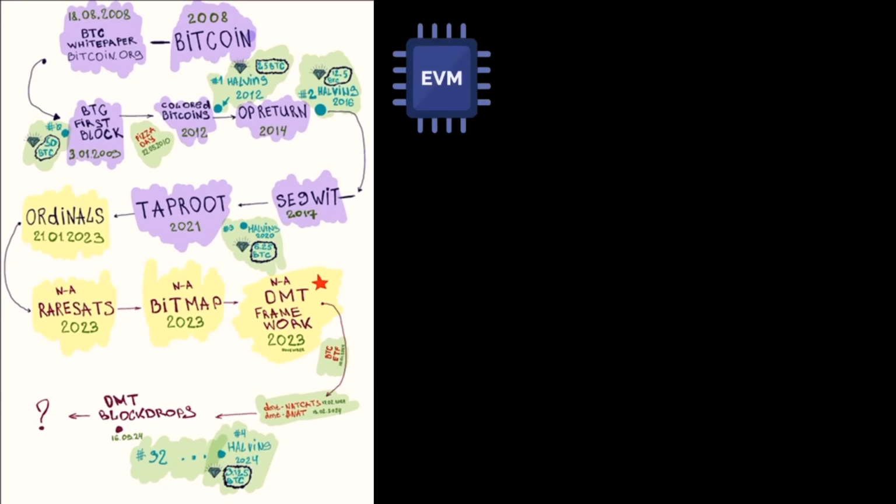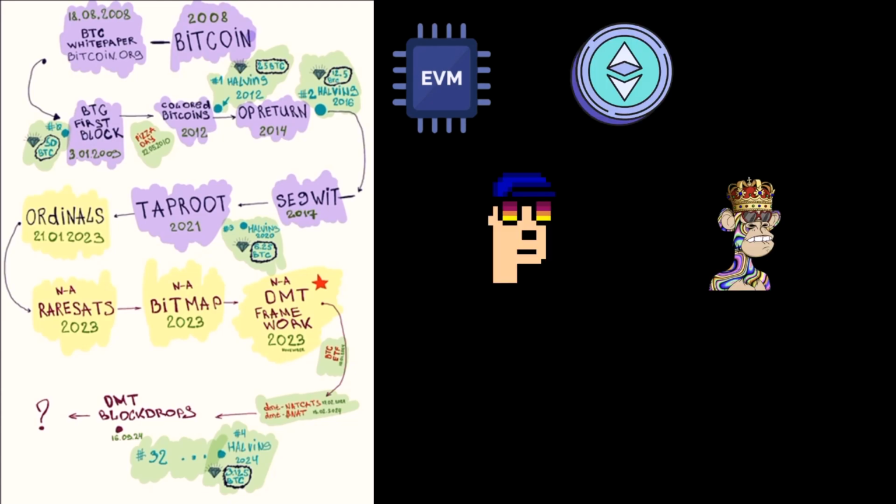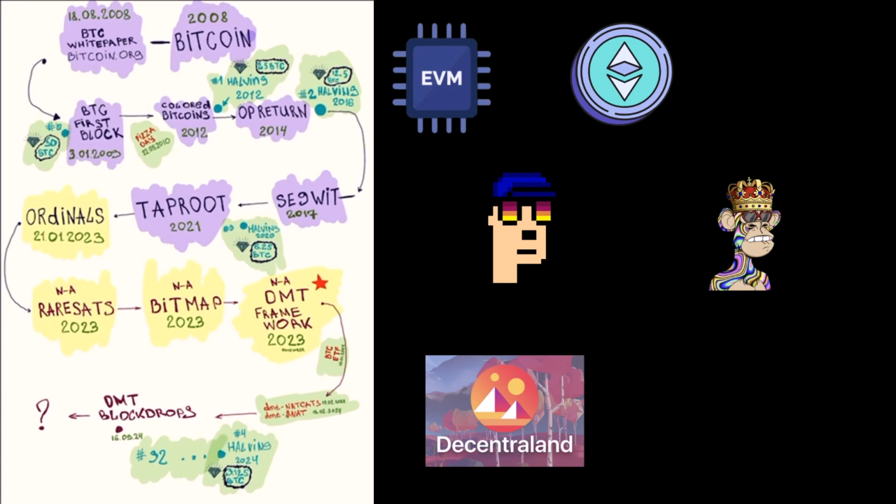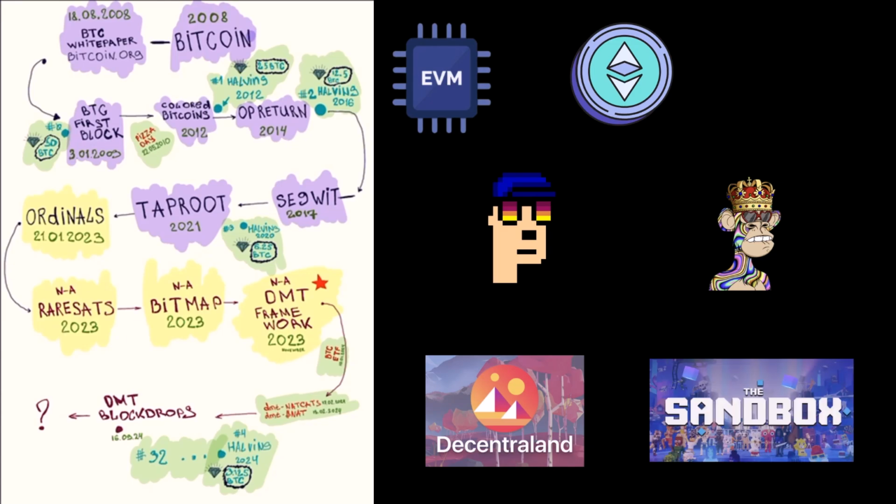This is a native Ethereum token, the Punk and Apes NFT, in decentralized Decentraland and the Sandbox metaverse games. It would be cool to be the first one everywhere. So let's go to digital matter theory.